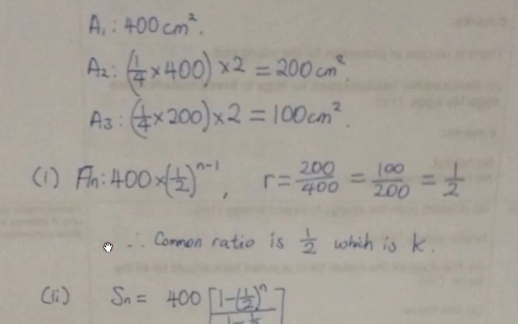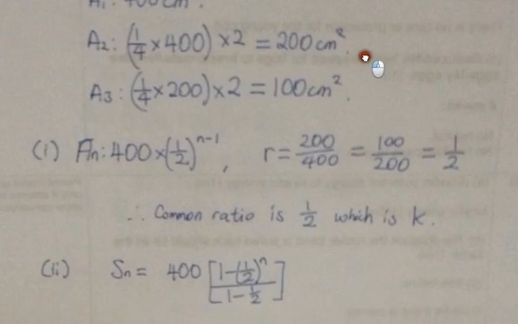Okay, the series is constructed with some squares and using the diagonal. So we can see that A1 is 400 square cm. A2 simply makes up a quarter of it, but because to make up the square we need to times 2, we finally get 200 square cm. A3 similarly, we just take a quarter of A2 and multiply by 2, we get 100 square cm.